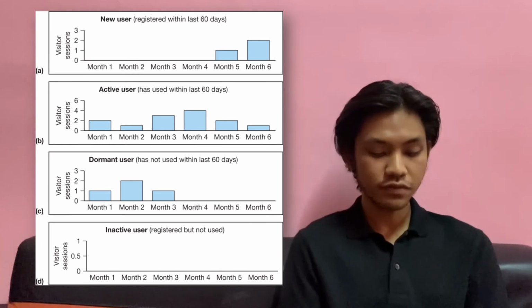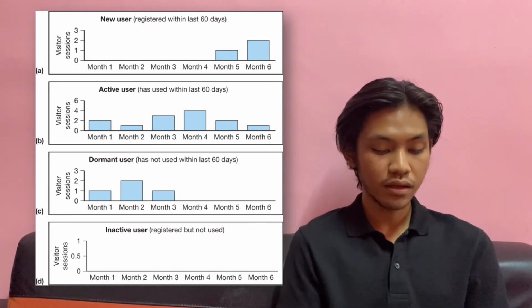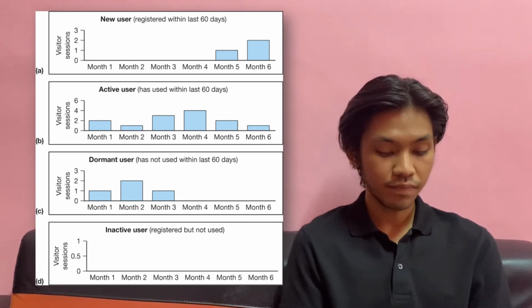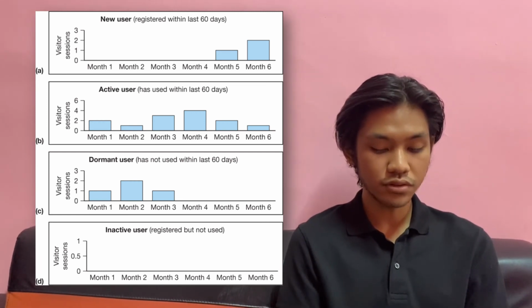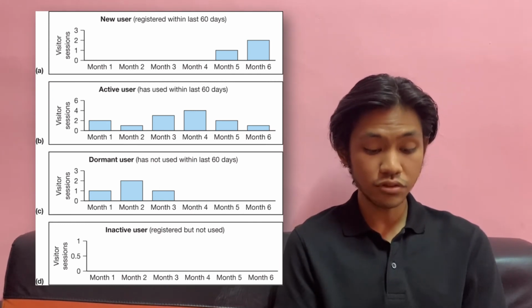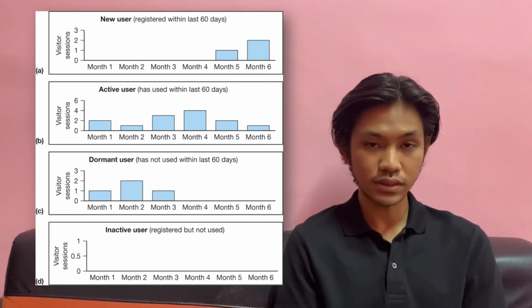Activity segmentation of a site requiring registration. There are 4 types of users for a site that requires registration. First, the new user. The new user is the user that registered within the last 60 days. They only visit the site a few times during a certain period of time. The new user starts to develop interest towards the site.